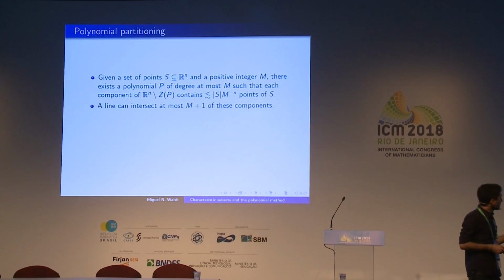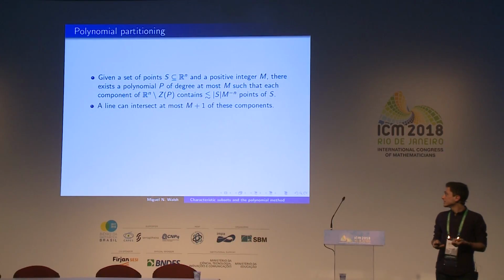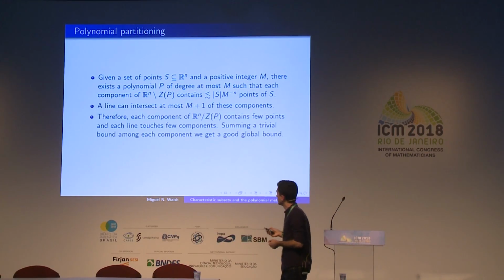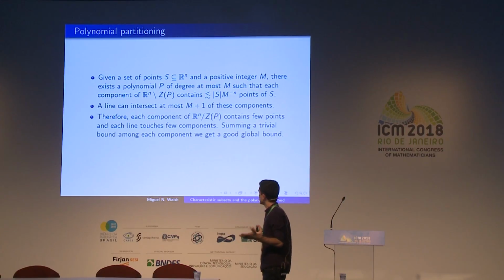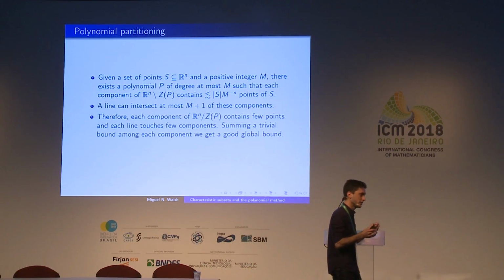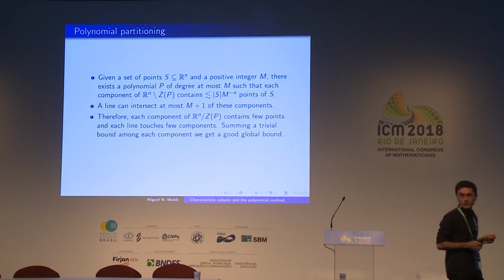Then you make the observation that the line can intersect at most n plus one of these components. And so you have reached the point where each component contains few points and each line touches few components. Summing a trivial bound among each component, we get a good global bound. So each cell contains few points, each line touches few cells. You can combine that with a trivial bound in each cell and you get a good global bound.